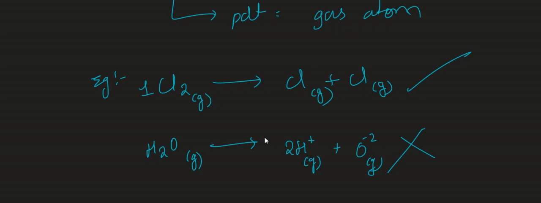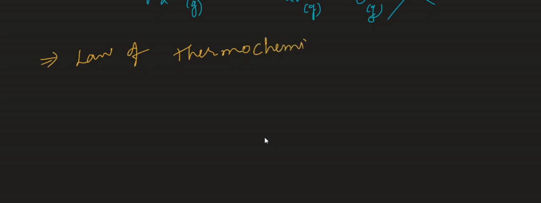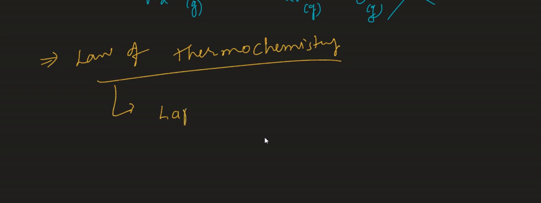Moving to the next one. Last one is laws of thermochemistry, the last topic. Let us try to understand here. There are a total of 2 laws of thermochemistry. One is Laplace law. Let us try to understand what the Laplace law says. For example, there is a reaction A plus B gives rise to C.